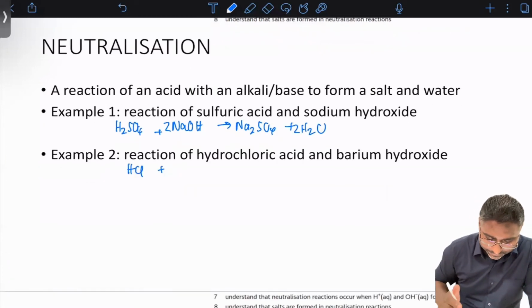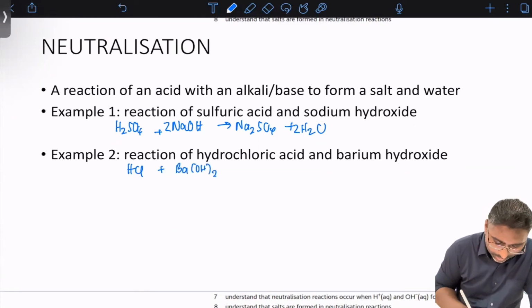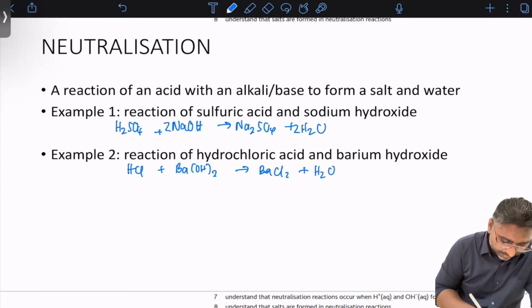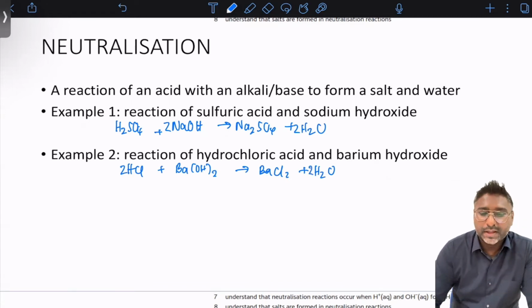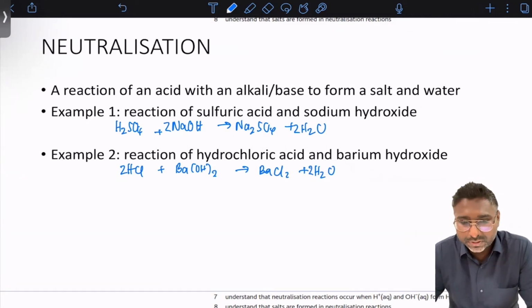So done. And then if you have barium hydroxide, they will give you barium chloride plus water. If you want to balance, you just put 2 there, and then there is going to be 2 here. Then balanced. So do remember, it will give you salt and water.